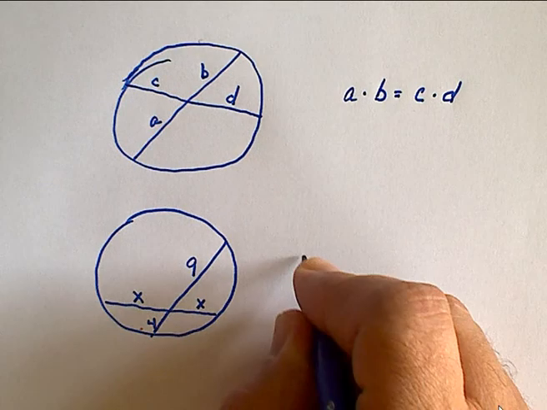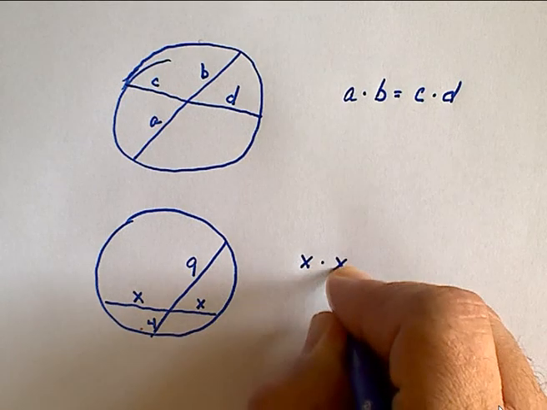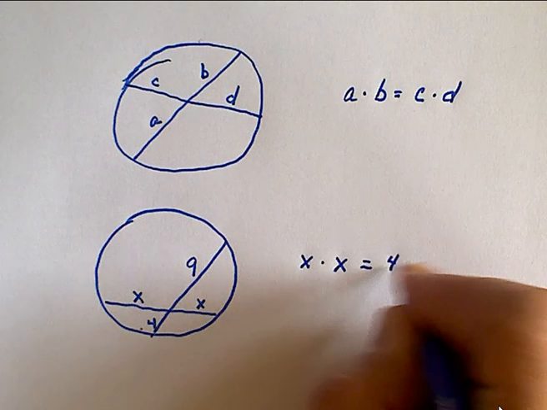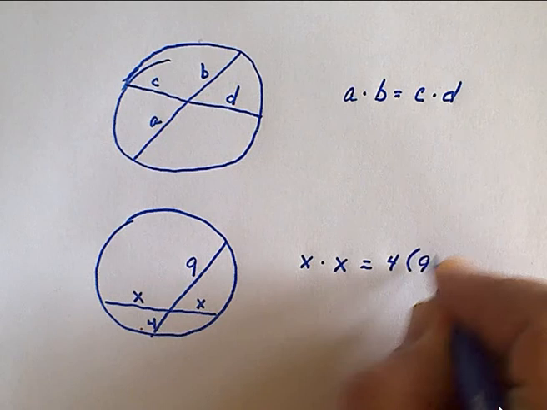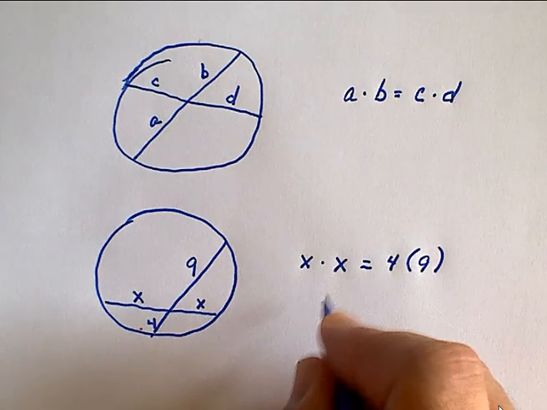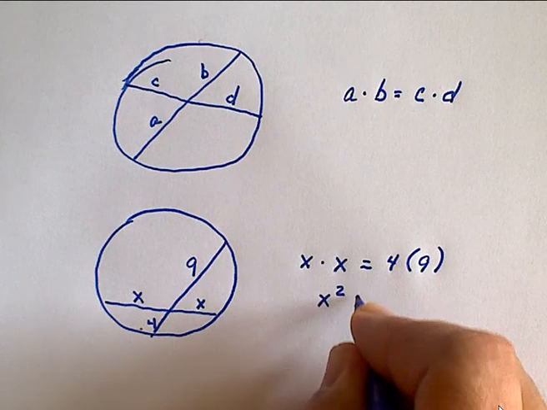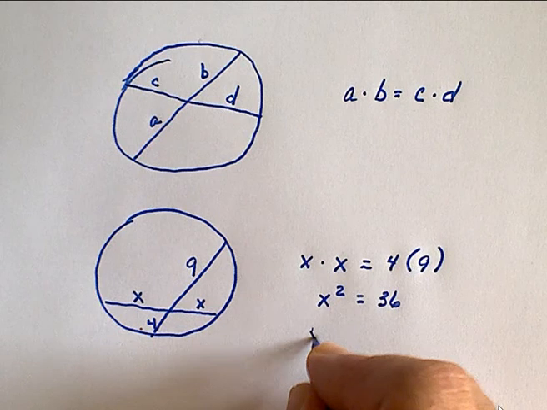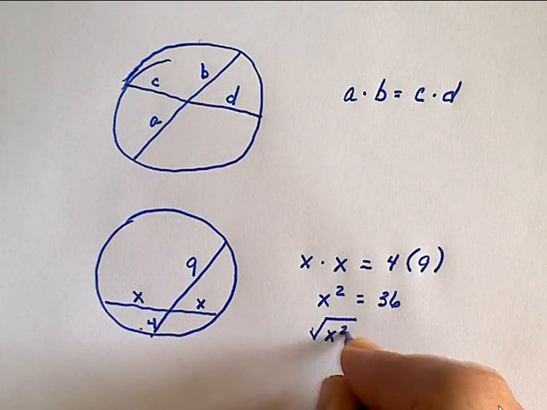So on the first one, I have x times x. Those are the 2 pieces. I'm going to multiply those pieces together. On the other chord, I have 4 times 9. Those are its 2 pieces. Well, x times x is x squared. 4 times 9 is 36. To solve for x squared, you square root both sides.